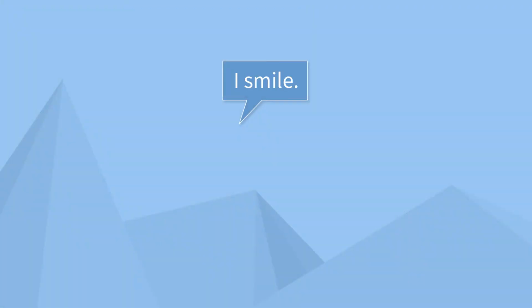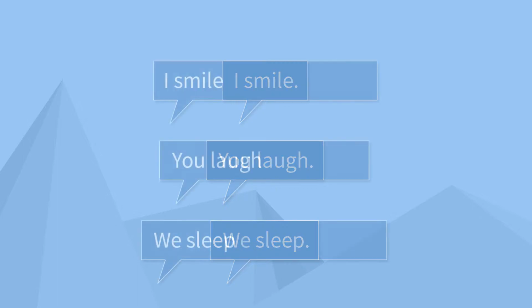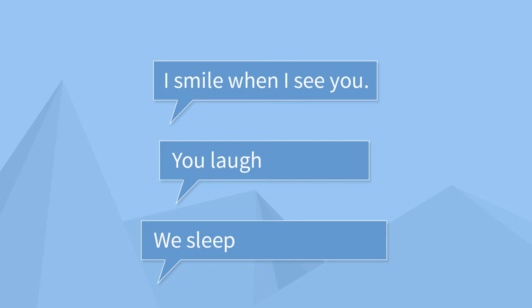What about intransitive verbs? Well, as the name suggests, they don't take an object. For example, I smile. You laugh. We sleep. We're unable to add an object, even if we add more information to the sentence, such as, I smile when I see you. You laugh too much. We sleep at 9 o'clock. We still don't have any objects because the verbs are not done to anything. I don't smile my mouth. I don't laugh my voice or sleep my body.